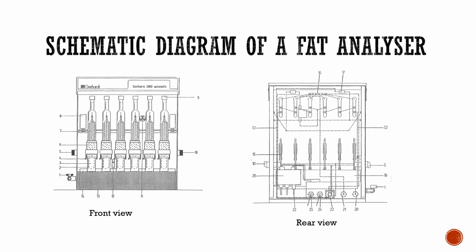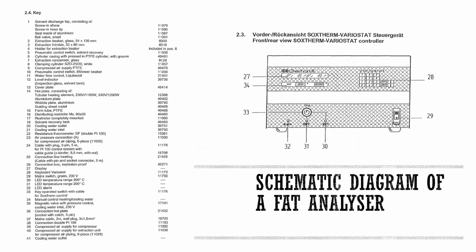Alright. This is the schematic diagram of the fat analyzer together with the labeling numbers. Okay, these numbers show the important parts or important components that we need to know for the operation of this fat analyzer. We can see from the front view and we can see from the rear. There are 41 labels for the schematic diagram, so you have to know the important components for the schematic diagram of the fat analyzer.